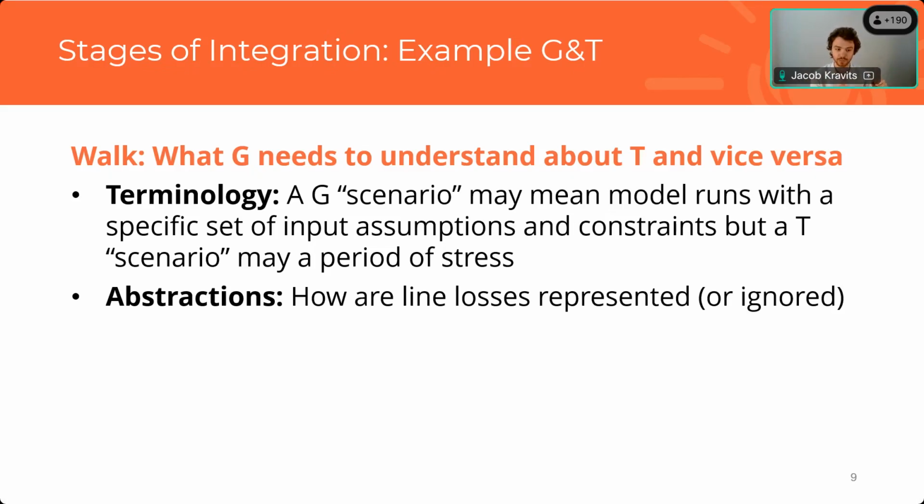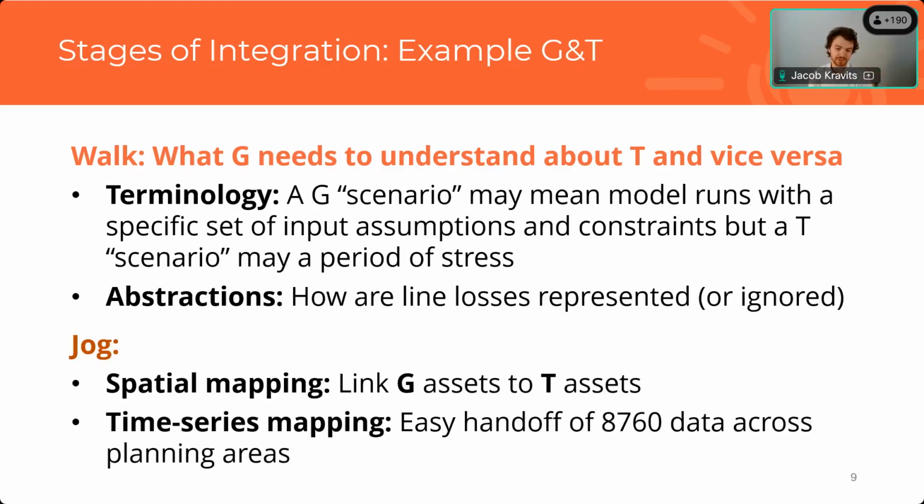So that's the walk stage, walking of G&T. At the jog stage, it's about aligning data in space and time. As far as space, we give some really practical approaches for spatial mapping, right? How do you map the nodes in my generation model to the buses in the transmission models? That's a sort of spatial disaggregation, and we give some tips on how you can do that, based on how people are doing that today. So that's mapping, that's aligning data in space.